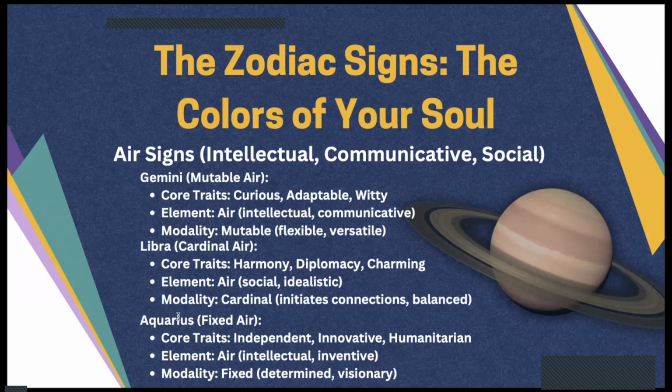Next up is Libra. Libra is a cardinal air, the initiator. Libra is all about harmony, diplomacy, very charming. What? They just asked me for $5 and I ended up giving them 500. What happened? You are a victim to a Libra. The way that Libra expresses the air element is social and idealistic. The modality is cardinal, so it initiates connections. It's balanced.